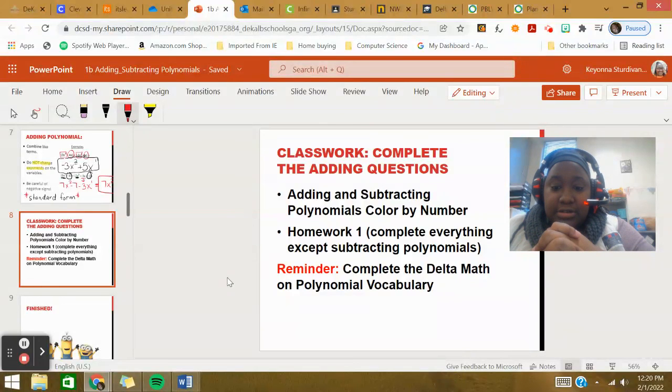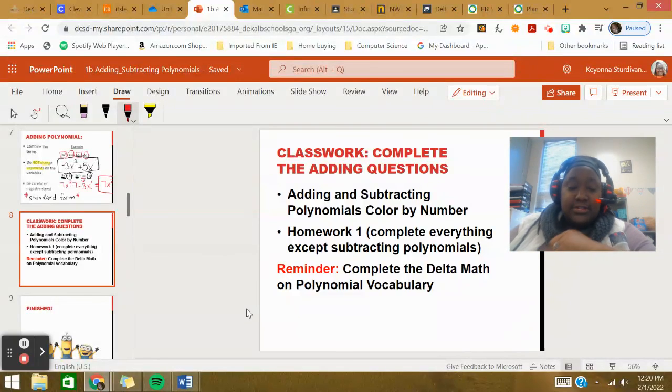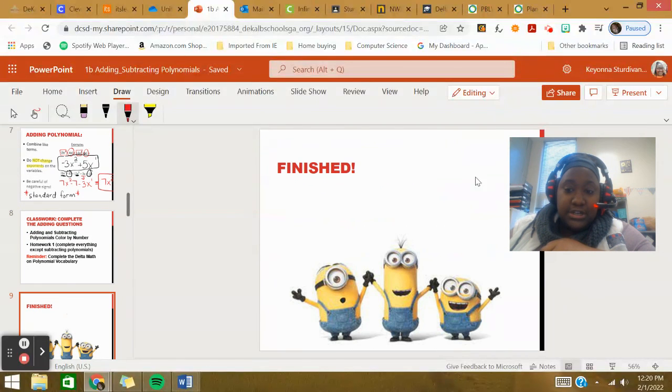Just a reminder, make sure that you complete your Delta Math assignments that are on polynomial vocabulary. After that, guys, make sure that you complete your closing for today. And after that, you'll be 100% finished.